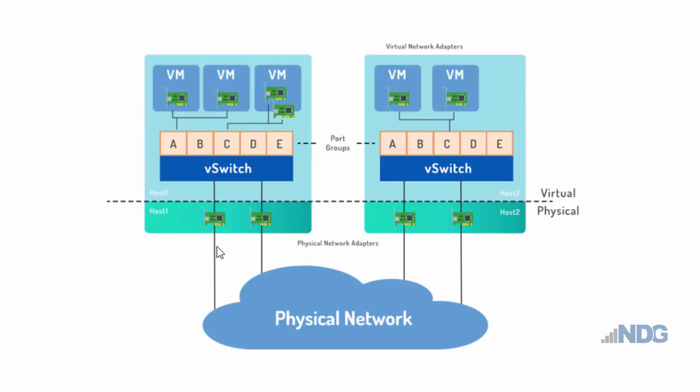And this virtual switch has different port groups. And then we can see here port group A, B, C, D, and E. And these port groups connect to the virtual machines and their virtual network interface cards or network adapters.